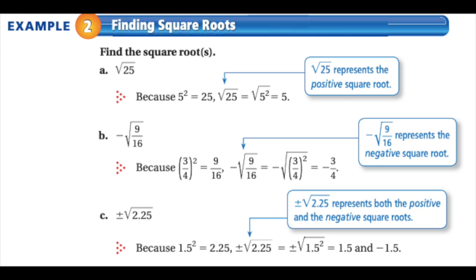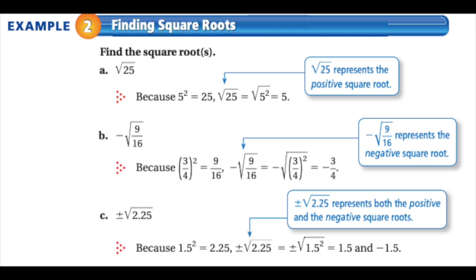Looking at B, we see that it's a fraction, so it's 9 over 16. And you can see, too, that 9 and 16 are both perfect squares. So the square root of 9 is 3, and the square root of 16 is 4. The negative sign out in front, then, gives us that final answer of negative 3/4.